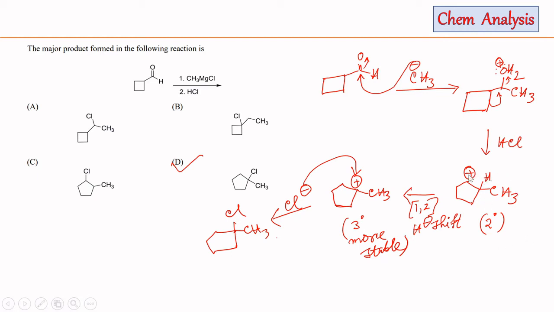If you attack the chloride minus here in this 2-degree carbocation, then you will get this product, but this is not the major product. There will be rearrangement, 1,2 hydride shift, and formation of a 3-degree carbocation, and the major product will be given from this carbocation. So this is the final product.